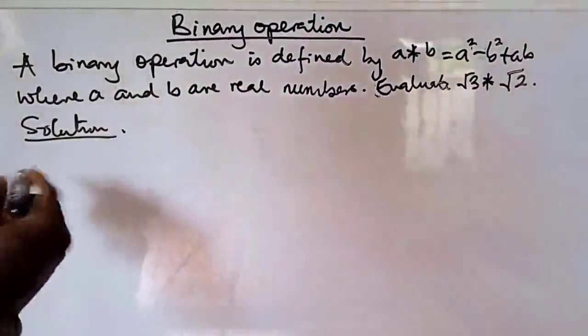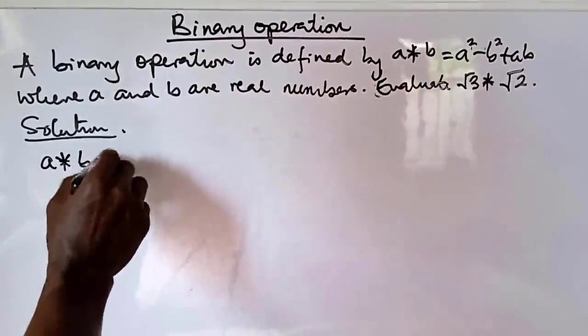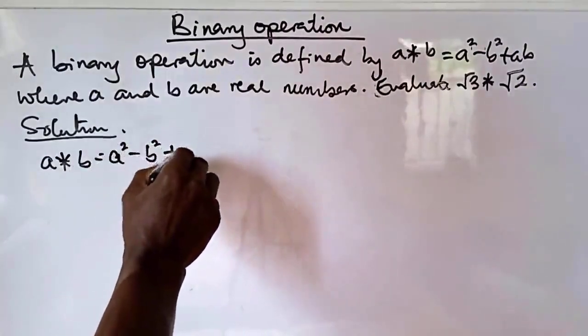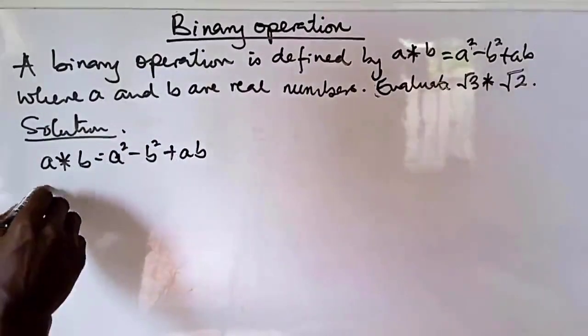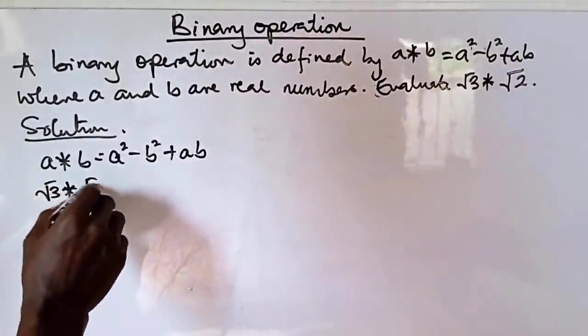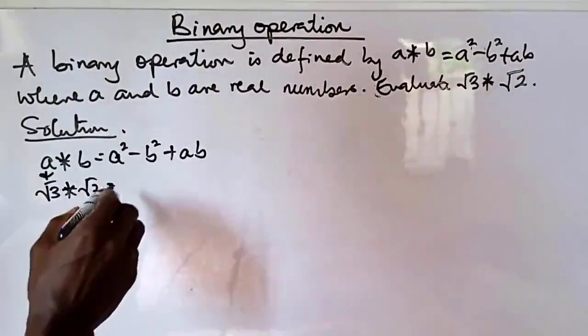By solving, we can say a operation b equals a raised to power 2 minus b raised to power 2 plus ab. This implies that for root 3 operation root 2, wherever you see a, you replace it with root 3.